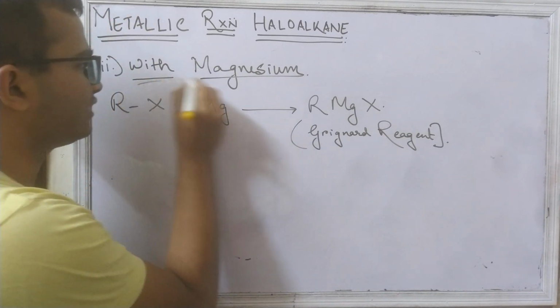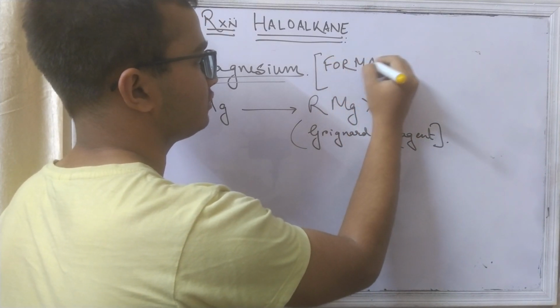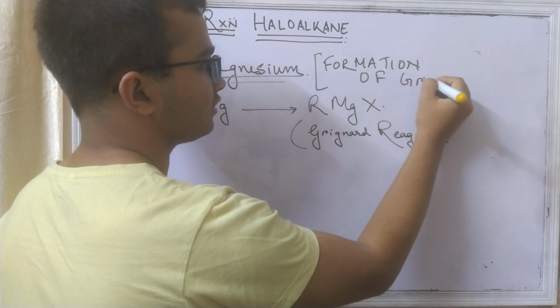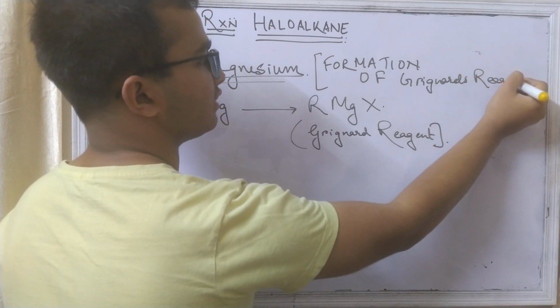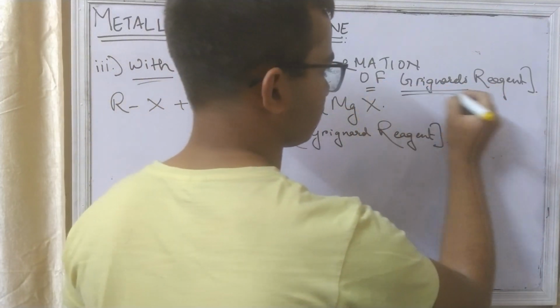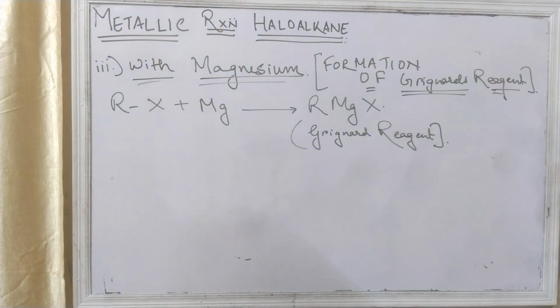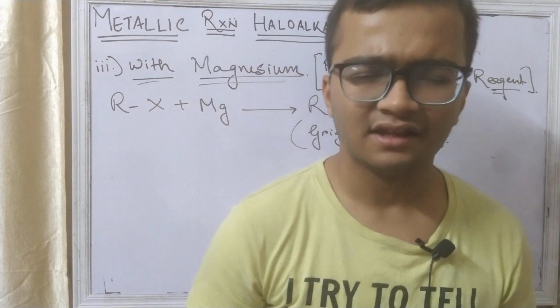So with magnesium we can write it as formation of Grignard's reagent, right? So this thing is being formed. So this was about the preparation of Grignard reagent, and this was all about the reactions of your alkyl halides with metals.